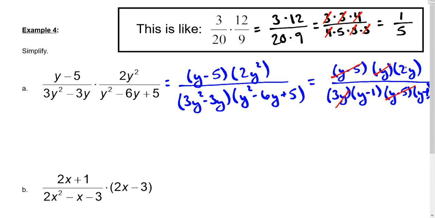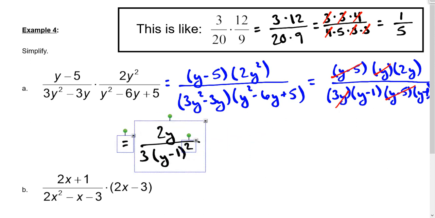Do I have any 2's or y's? Well, that's 3. That's not going to work. That's y minus 1. Not going to work. Y minus 1 again. That's not going to work. So I've effectively now gone through and reduced everything that I possibly can. So the final simplification is going to mean that it's just 2y in the numerator, and then I have a 3 times y minus 1, but I have 2 of them, so I'm going to write it as y minus 1 squared.